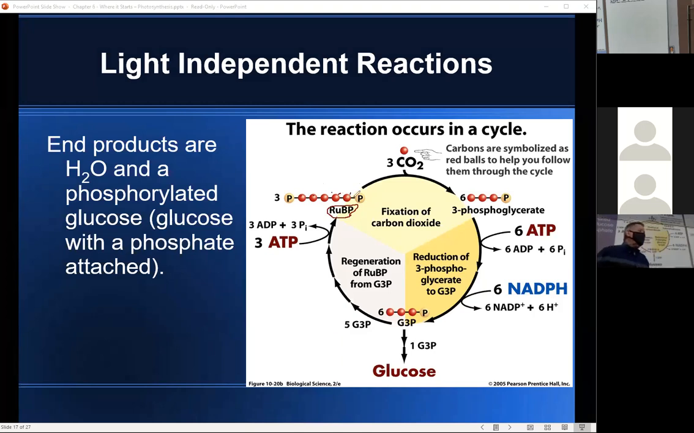So we're starting with a 5-carbon molecule of ribulose bisphosphate, and we're going to join that to a 1-carbon molecule of CO2. So we're going to start with a 5-carbon ribulose bisphosphate, or RUBP, and a 1-carbon CO2.